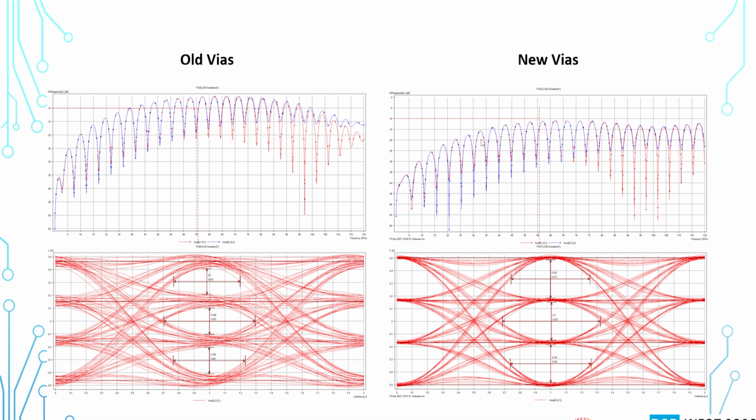Now, with the newly designed vias, you can see that the return loss stays below a negative 10 dB threshold all the way up to the Nyquist frequency. So these vias are going to be acceptable for use in very high bandwidth channels, and they are a good candidate for testing with a 224G per second interface.